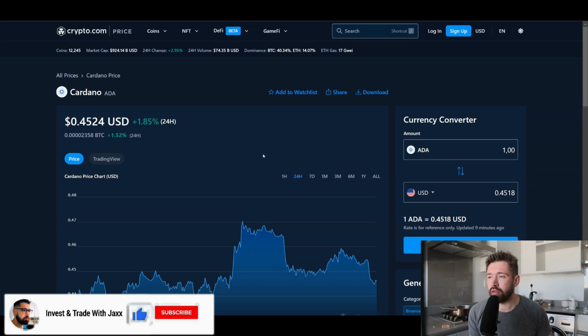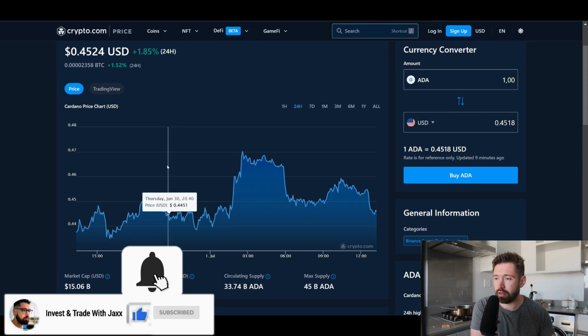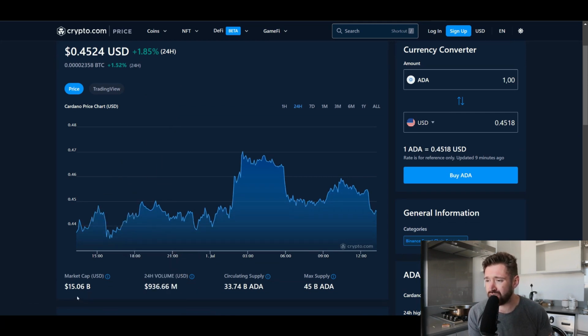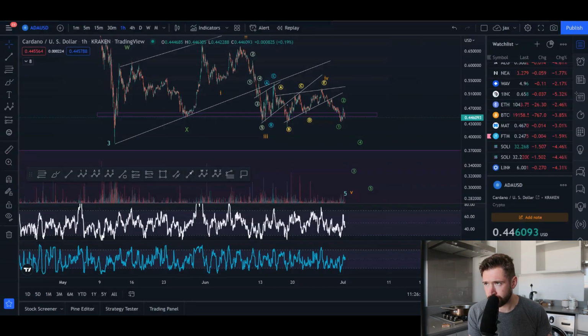I'm going to quickly go over Cardano. ADA is currently sitting at 45 cents, up 1.8% on the day. We're seeing a market cap of 15.06 billion and 24-hour volume of 936 million. So here's ADA on the 1 hour chart.